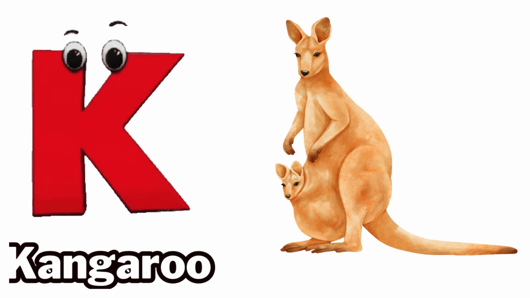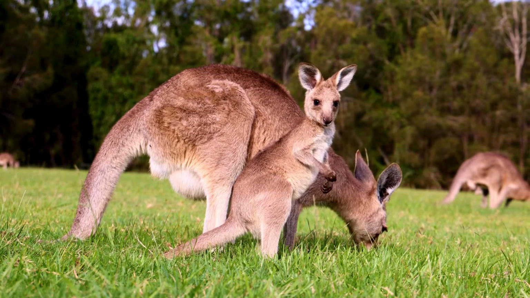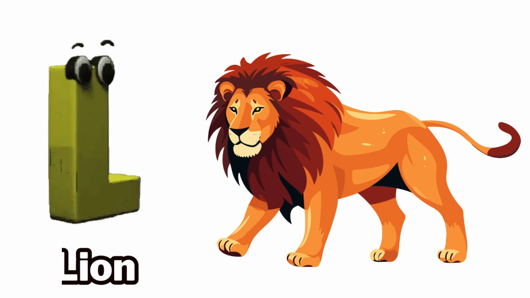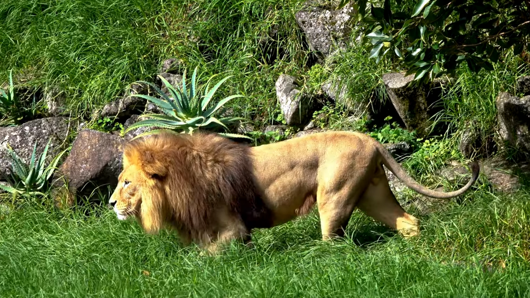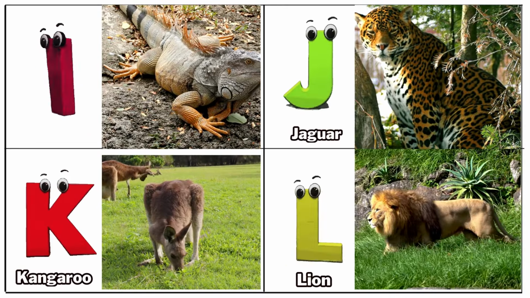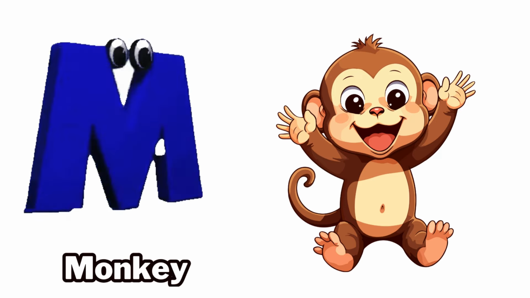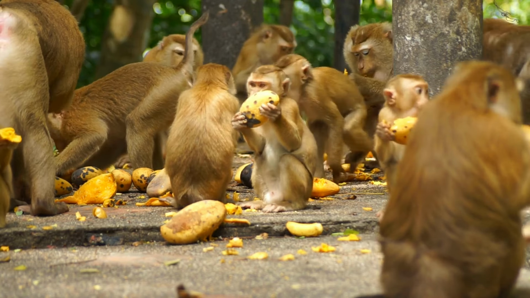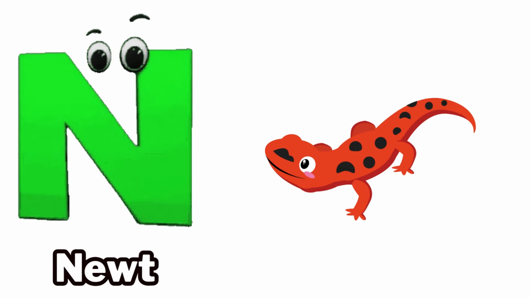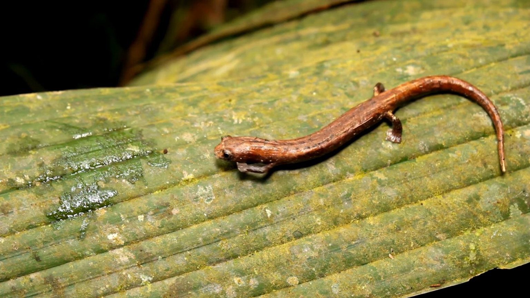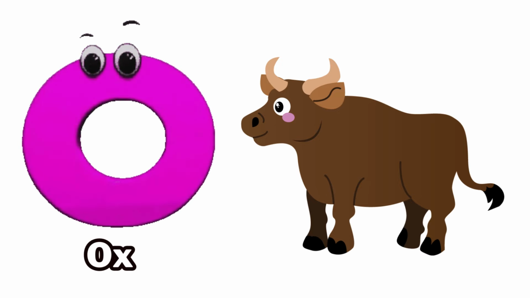K is for kangaroo. K, kangaroo. L is for lion. L, l, lion. M is for monkey. M, m, monkey. N is for newt. N, n, newt. O is for ox.